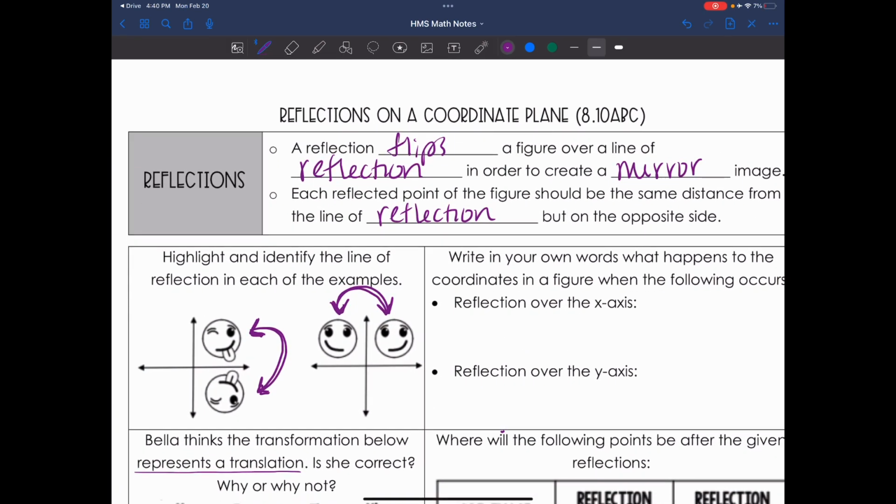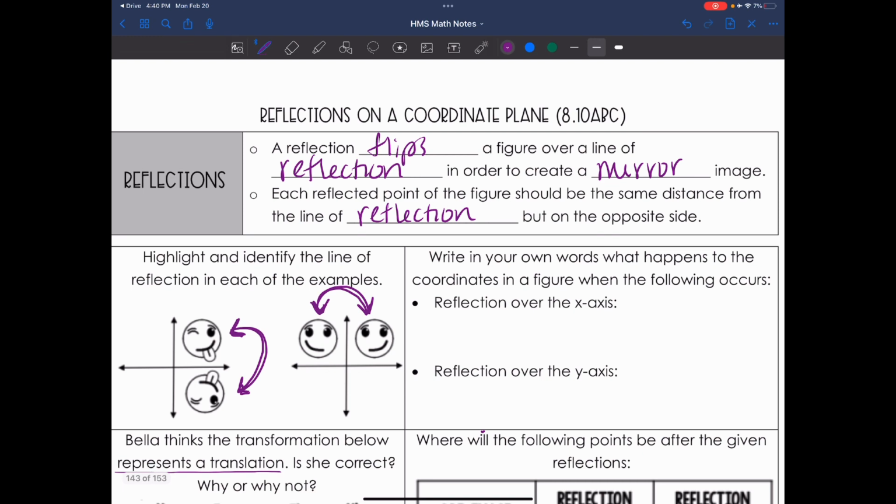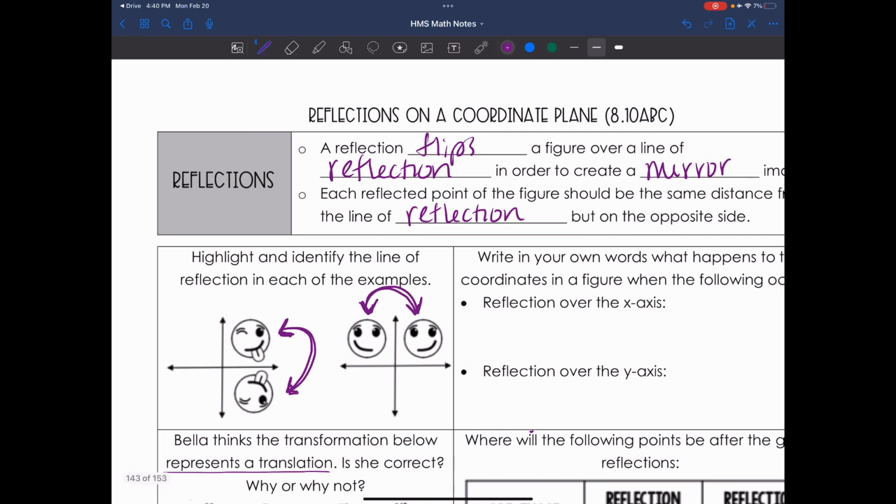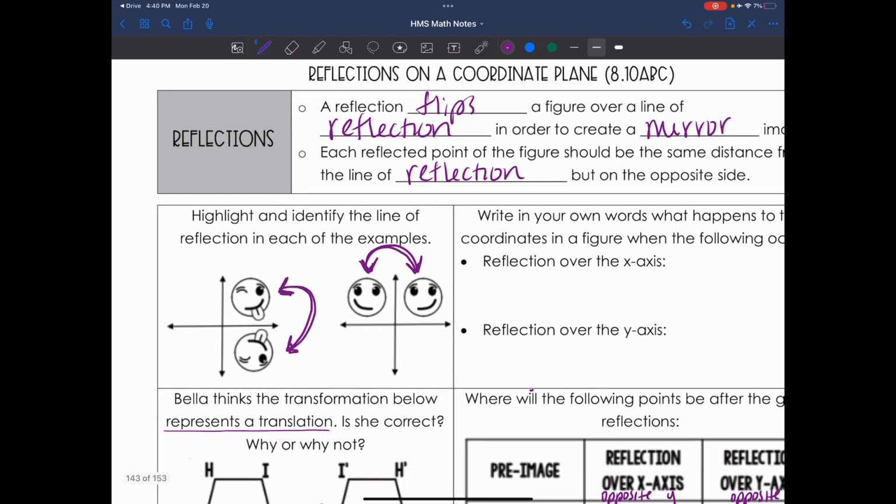A reflection flips a figure over a line of reflection in order to create a mirror image. You already know this. Each reflected point of the figure should be the same distance from the line of reflection, but on the opposite side. So here I have two faces. Clearly, this winky face guy, the first one, is going over the x-axis. Do you see how he's over the x-axis? And the other one clearly is over the y-axis.